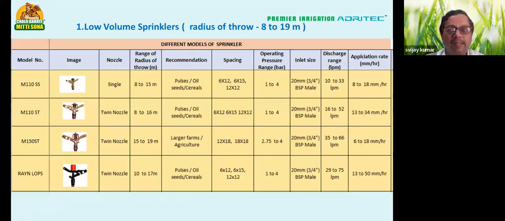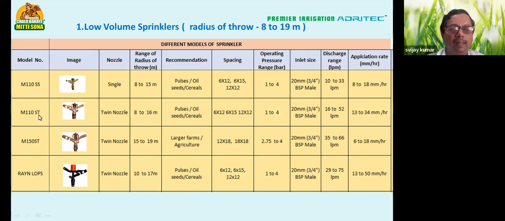Now, when we start with the rain gun, like I told you, it is a big volume sprinkler. We have very small sprinklers starting with a radius of around 8 to 9 meters. And if I take a model, say this M110 ST model, which is a very popular model, which is normally supplied for the agriculture department, and all the farmers are using this.